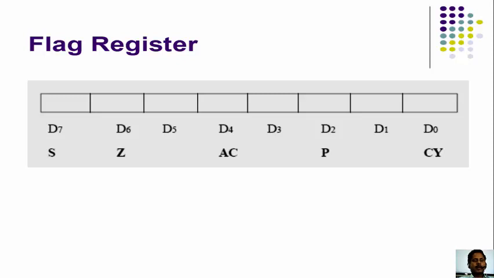So this is the flag register. Out of the total 8 bits, only 5 bits are utilized. At D0 location, carry flag bit. D1 location is don't care. At D2 location, parity. D3 location not used. At D4 location, auxiliary carry. D5 location not used. D6 location zero flag bit, and at D7 location sign flag bit. We'll see the flag bits one by one.